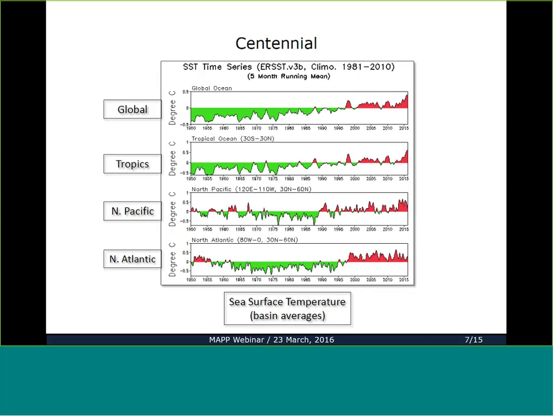Moving on to the centennial time scale, and this just gives you an example. Just take the sea surface temperature basin averages and plot the time series. It is shown from 1950 to present.